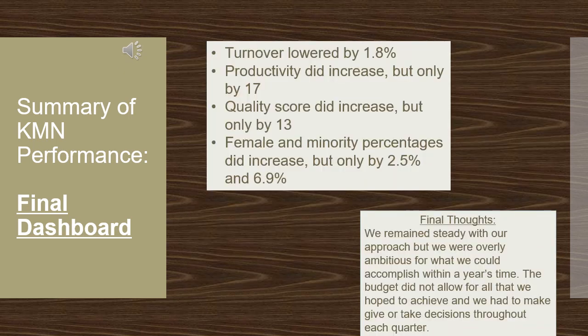None of our goals were met in their entirety, but we did see progress. Our turnover rate lowered by 1.8% by the end of the year. Our productivity increased, but only by 17 units. Our quality score also saw a small increase of 14 units. We did not come close to our initial goals for our minority or female employee percentages, but we did see marginal increases for these as well.